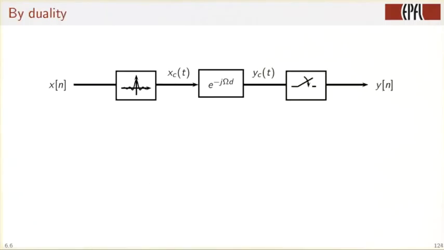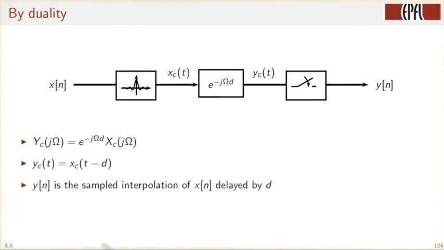So let's look at this. We have a sequence x[n]. We interpolate to xc(t). We apply the delay now in continuous time by e to the minus j omega d. This gives us a delayed version yc(t). We sample this and we get y[n], the output sequence. In equations, Yc is equal to e to the minus j omega d times the continuous time Fourier transform of x, then yc in time domain is simply the delayed version by d. To summarize, y[n] is a sample interpolation of x[n].